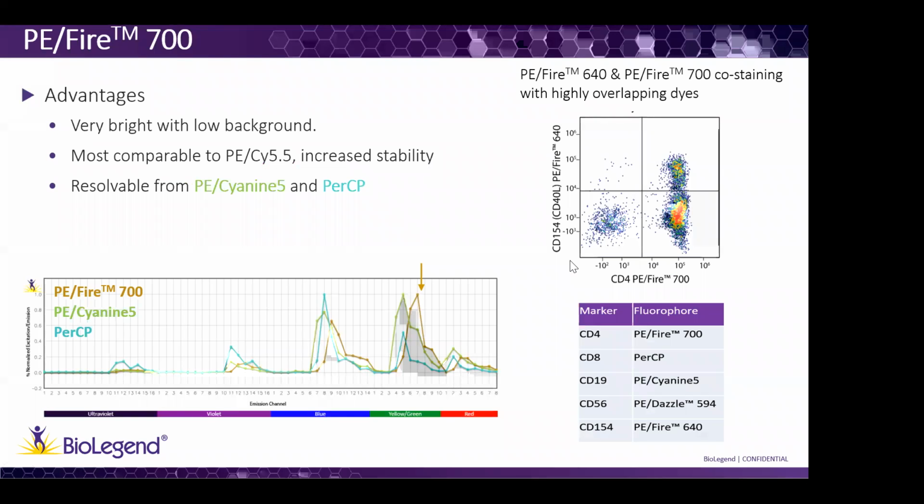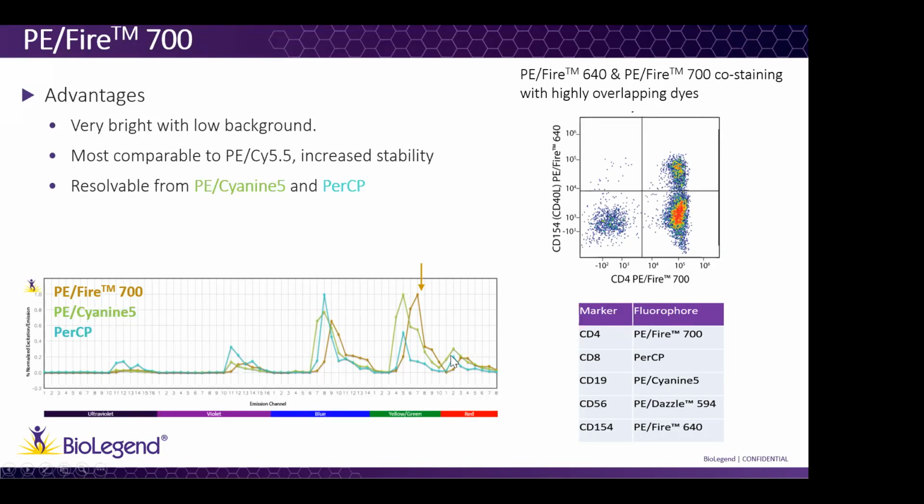Then the PE Fire 700 is a similar dye. It's very bright with low background. It's most comparable with PE Cy5.5, but it has increased stability compared to that. And it's resolvable from PE Cy5 and PerCP, as you can see here. And here we had a bigger panel having all these targets, but I just show one here. So this is PE Fire 640 against PE Fire 700 co-stain. And it's really nicely resolvable, even the double positive population from the negative population.